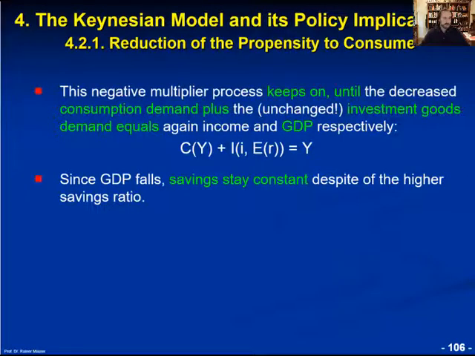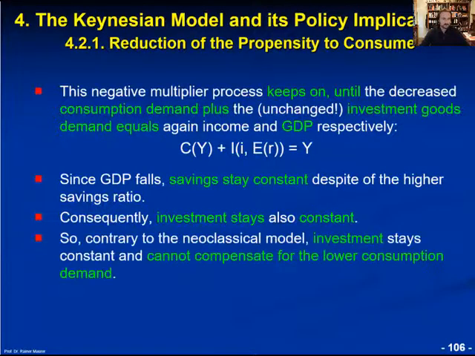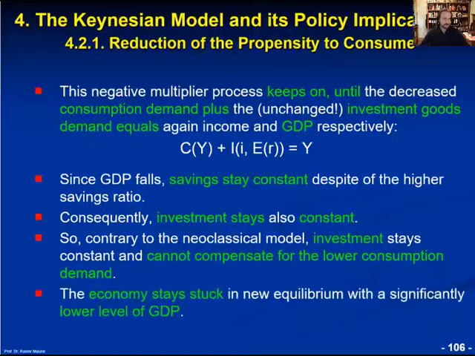Since GDP falls, savings stay constant despite the higher savings ratio. Consequently, investment stays also constant. So, contrary to the neoclassical model, investment stays constant and cannot compensate for the lower consumption demand. The whole economy stays stuck in a new equilibrium with a significantly lower level of GDP.